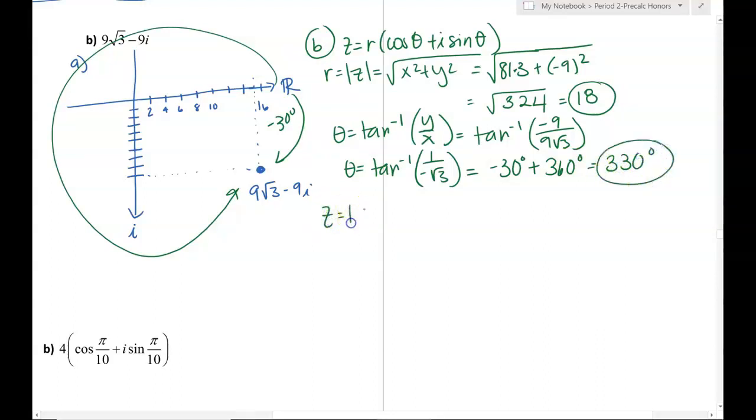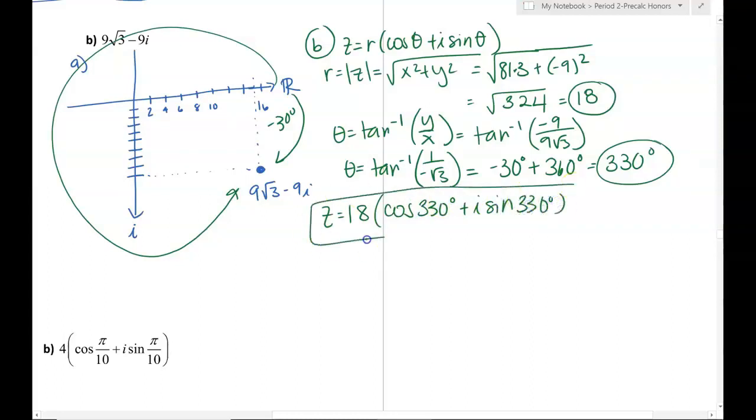So that's going to be 18 cosine of 330 degrees plus i sine 330 degrees. Box that up. And again, in polar form, radius and degree must be positive. Okay, y'all?